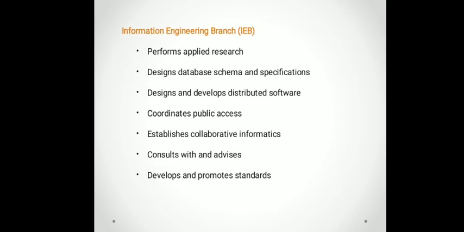The next branch is the Information Engineering Branch. It performs applied research in data representation and analysis, including the development of computer-based systems for the storage, management, and retrieval of knowledge relating to molecular biology, genetics, and biochemistry. It designs database schema and specifications for representation of various forms of molecular biology information, including nucleic acid, protein, and structural information. These data serve as national resources.